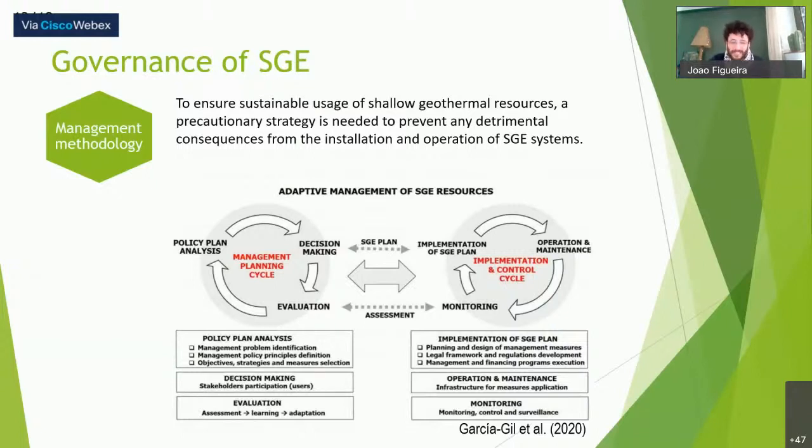He, and others of course, proposed this double adaptive cycle concept to accommodate the dynamic and complex character of shallow geothermal energy systems, where we have this iterative management process on the management planning cycle and also on the implementation and control cycle. This is more on site, and this is more like a regional or national environment. So this is a good approach to manage the shallow geothermal energy resources.